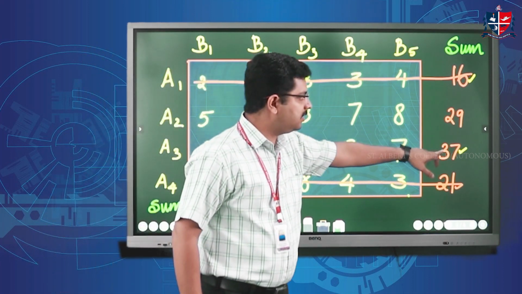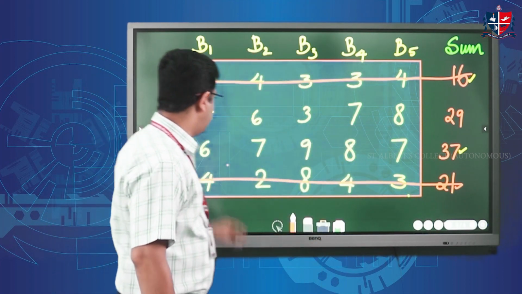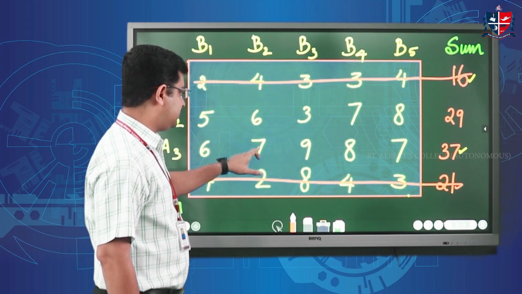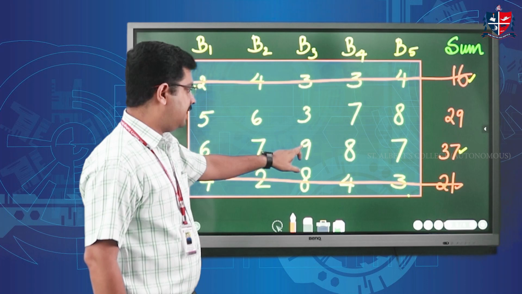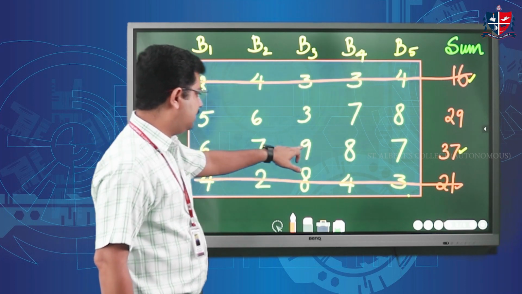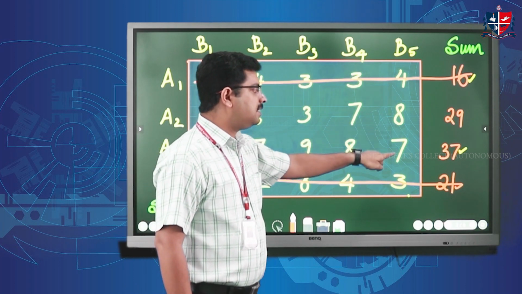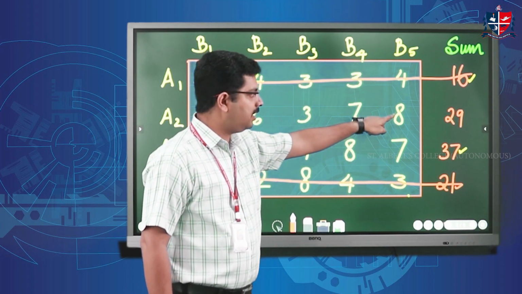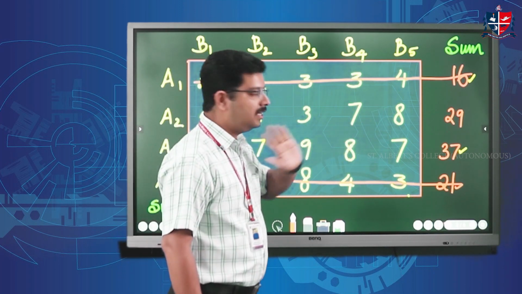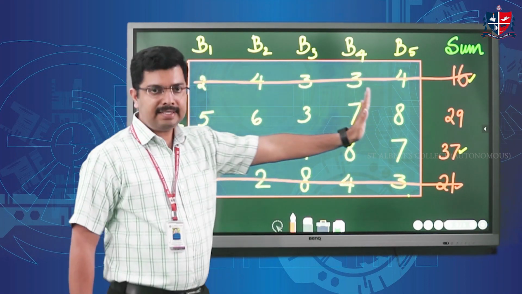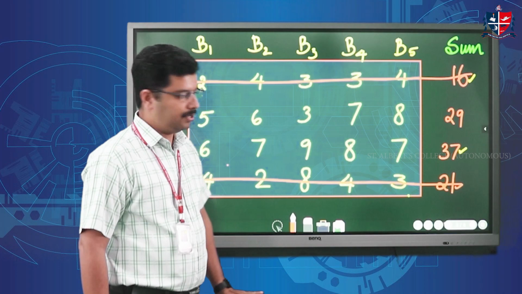So look here, 37 and 29. We'll try to match them. 5 and 6, 6. 6 and 7, 7 is dominating. 3 and 9, yes, 9 is dominating. 7 and 8, 8 is dominating. But 8 and 7, no. Here 8 is dominating, so you cannot take these two. So the row-wise dominance is over right now.